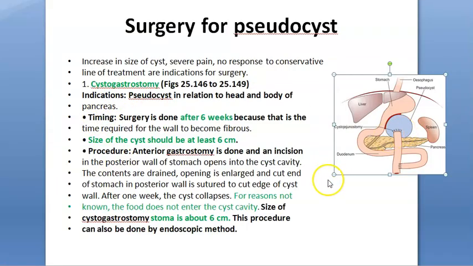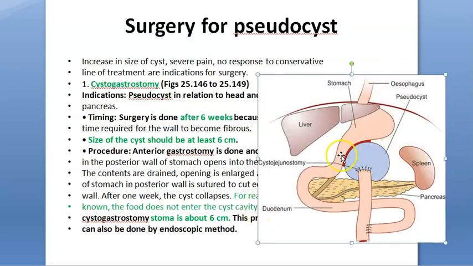CystoGastrotomy means what they are doing. They are connecting the cyst to the stomach. Okay, everything here is 6. You will do it after 6 weeks because the wall should become fibrous, and the cyst should be at least 6 centimeter, and the stoma should be at least 6 centimeter. And for some unknown reason, they don't think that the stomach's content will come to the cyst, but the cyst contents will go to the stomach. It seems.